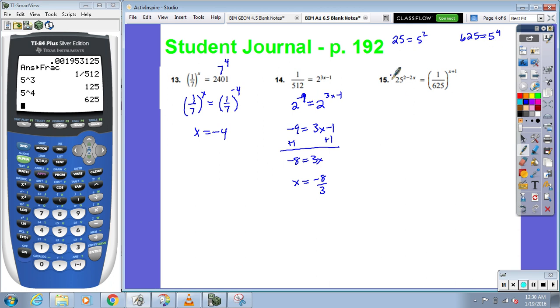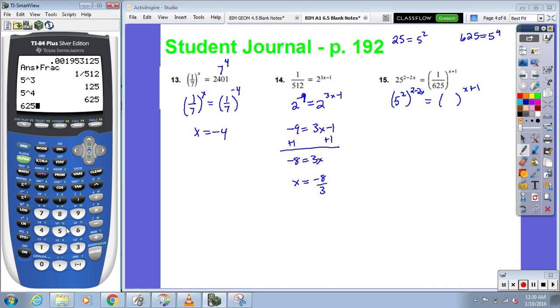So we want to go ahead and have one of these end up as either 5 to a power and 5 to a power, or we can have it end up as 1/5 to a power. I'm just going to go ahead and leave this as 5 squared, and then I still have 2 minus 2x. Now I want to figure out what exactly I need to do here to make 5 to the 4th power of some kind be 625.